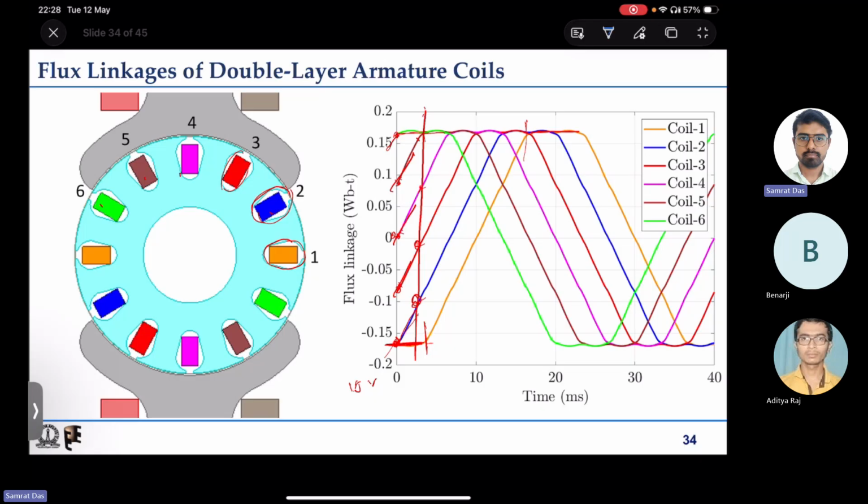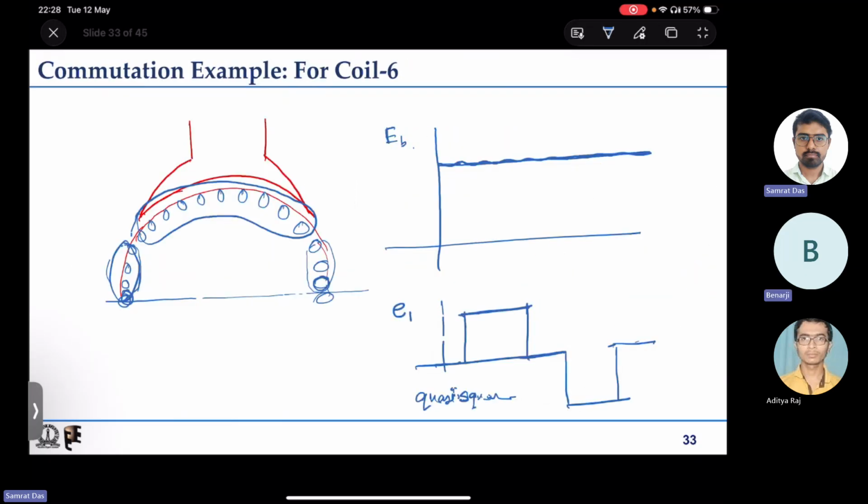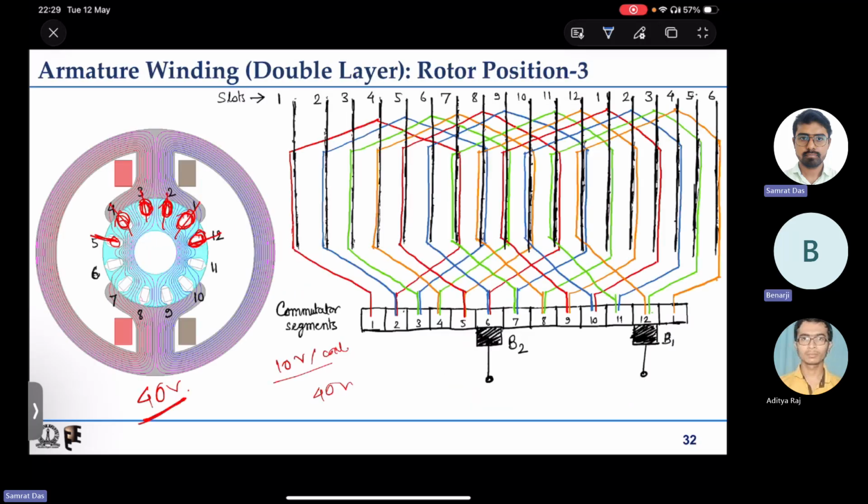Any question? Why the induced EMF becomes a constant DC quantity? Is it clear? Sir, that is the point. A bit tricky to understand, it seems, sir. Okay. Next day I'll reiterate it once more. Okay, sir. Thank you so much.